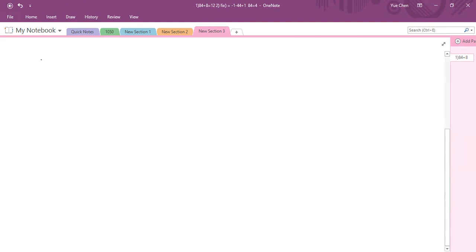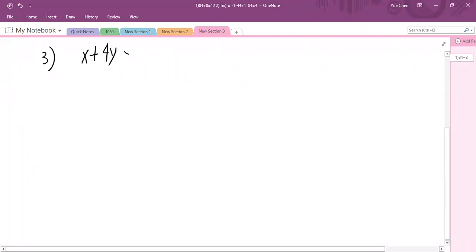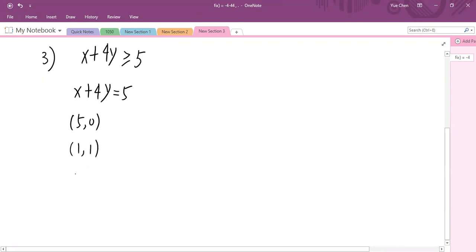Number 3 is for the graph of the inequalities, which is x plus 4y greater than or equal to 5. Okay, so here we need to look at the boundary first, x plus 4y equals 5. Then we choose 2 points, right? One point you can choose is 5, 0, when y equals 0, x equals 5. The other point you can choose is 1, 1. X equals 1, y equals 1.